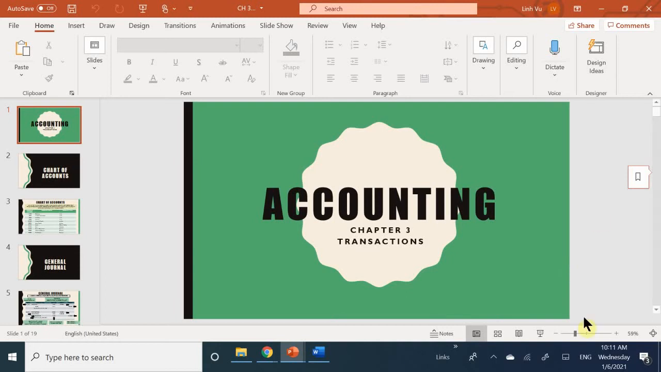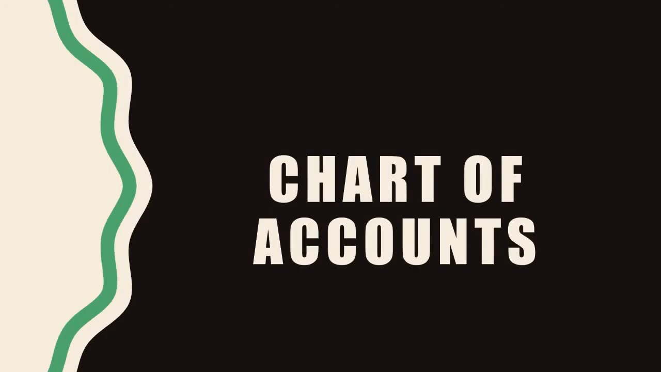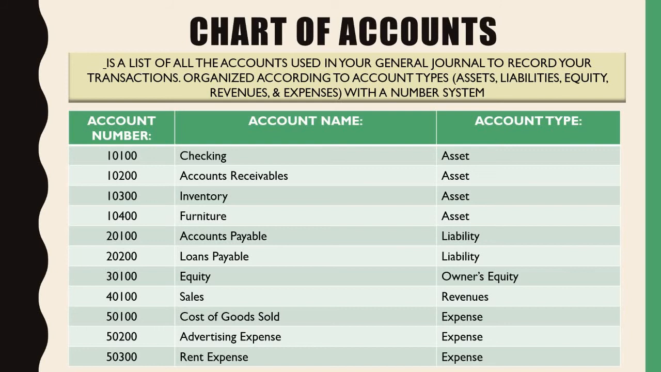Okay, so here is chapter 3. Again, this is going to be all about transactions. We're going to learn about transaction analysis and how to interpret a transaction and utilize the concepts that we just learned in chapter 2 and apply it to a journal. Okay, so first things first is going to be introducing what a chart of accounts is.